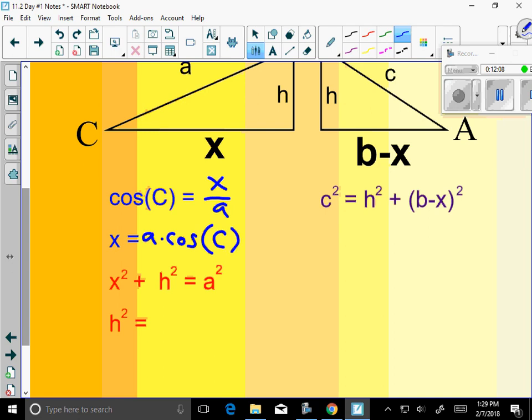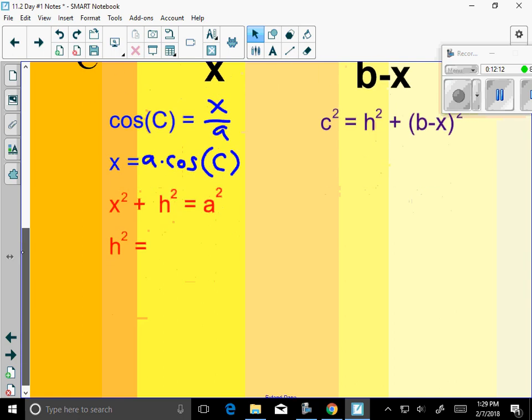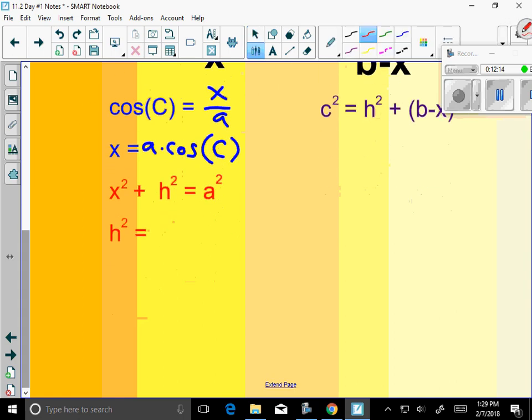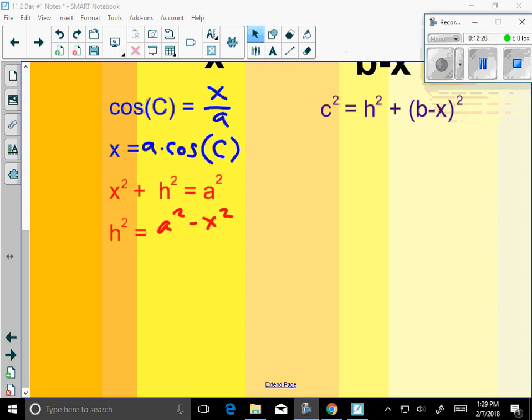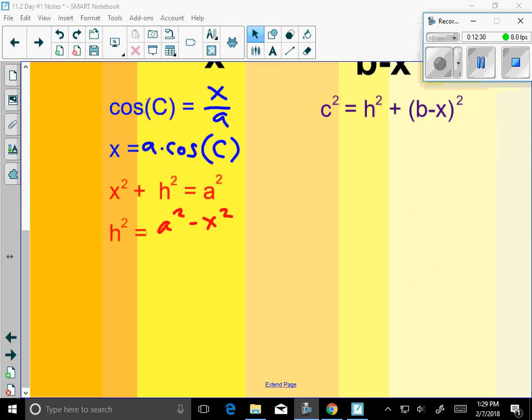Okay, then they thought, hey, our friend Pythagoras was nice to us, gave us this theorem that said a squared plus b squared equals c squared. So x squared plus h squared equals a squared, which means h squared equals a squared minus x squared. Those are setup steps for over here. Notice that the Pythagorean theorem is used again. C squared equals h squared plus (b minus x) squared.